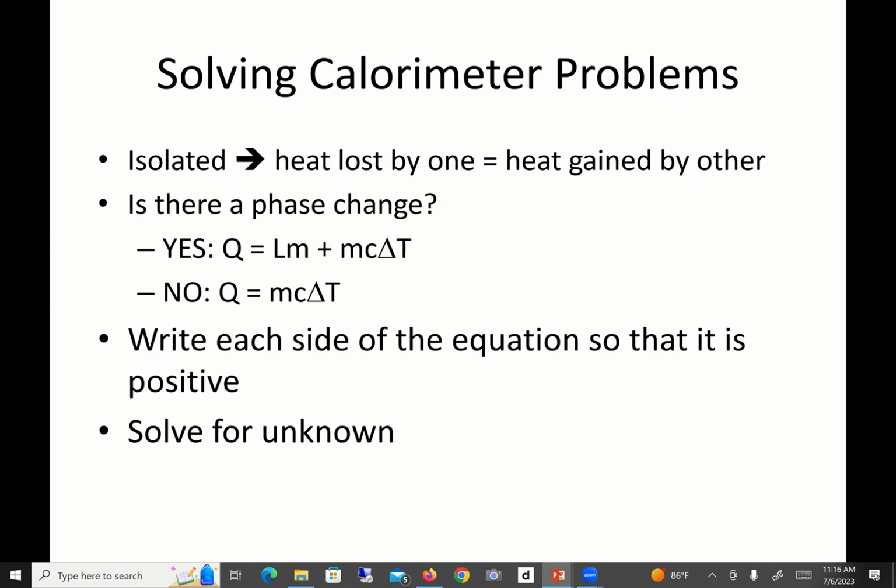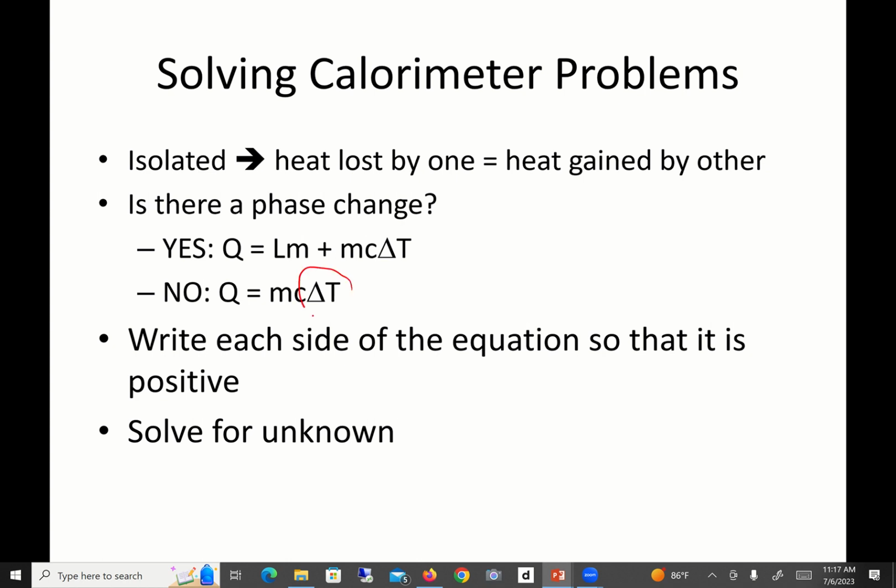So if we want to solve calorimeter problems, we first need to make sure that the problem states that it's an isolated system. So the heat that's lost by one object is going to be the heat gained by the other. Always look and see, are you close to, say, the boiling temperature of water? Does it look like there's going to be a phase change? If there is, then for the heat we have to write mc delta T plus Lm. But if there's no phase change, then the heat is just going to be mc delta T. Then we need to write each side of the equation so that it's positive.